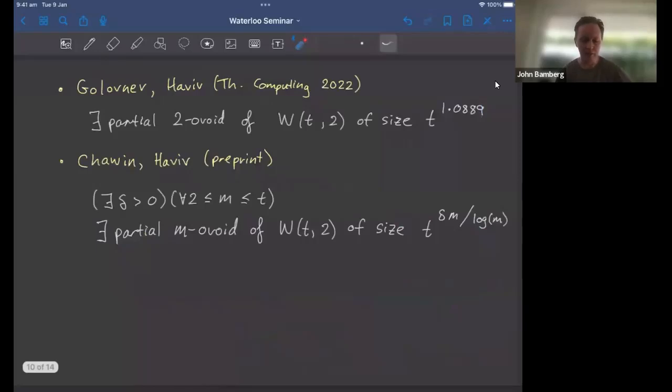So for example, this paper came out in 2022, Golovnev and Haviv. I'm paraphrasing what their result is, because they don't know what a partial 2-ovoid is. They had M nearly orthogonal sets. And they show that there is a partial 2-ovoid of this symplectic space over the field of order 2 of this size. Okay, so it's just a bit more than linear. Okay, so it's exponential. And at the same time, we had constructed a family that was linear, and we wrote a conjecture down that it was linear.